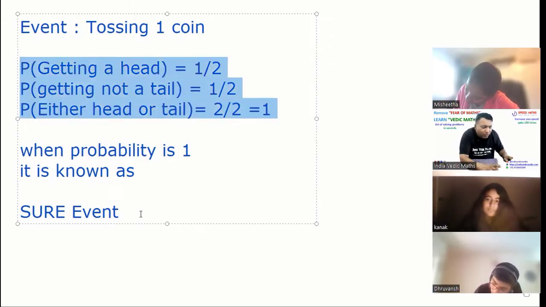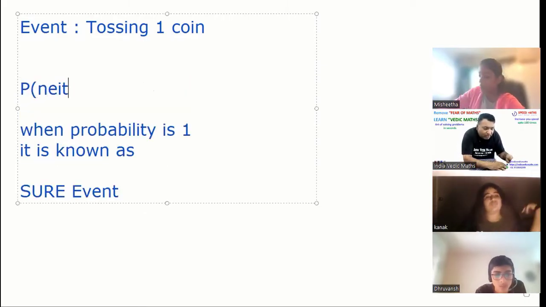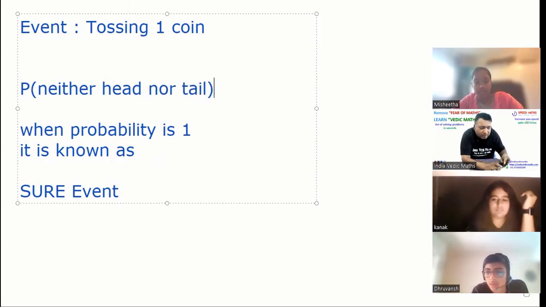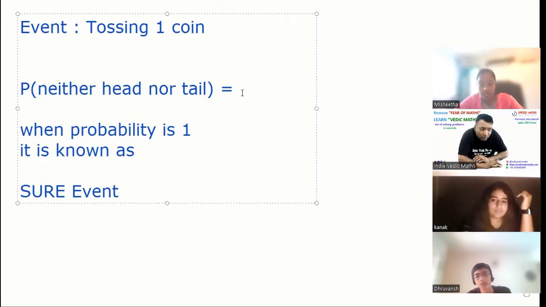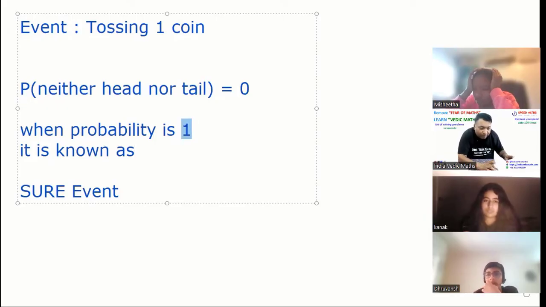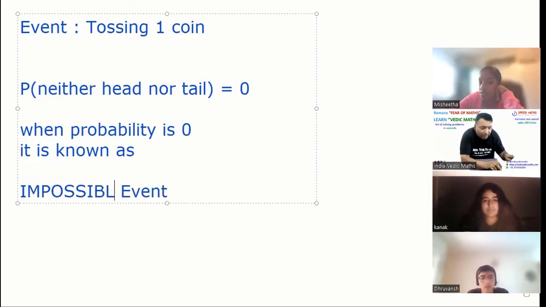What is the probability of getting neither head nor tail? Write down, please. You're testing only one coin. So the answer will be 0 by 2 or 0. Correct. So when the probability is 0, it is known as impossible.